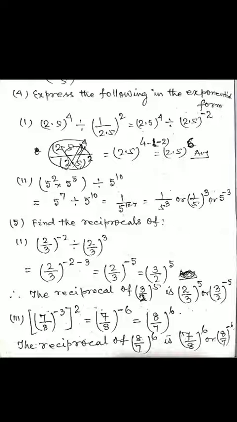Question number 6, 15 cube whole raised to the power minus 16. Express the given number as a single exponent of 15. So it can be written as 15 raised to the power 3 multiply minus 16, equal to 15 raised to the power minus 48.